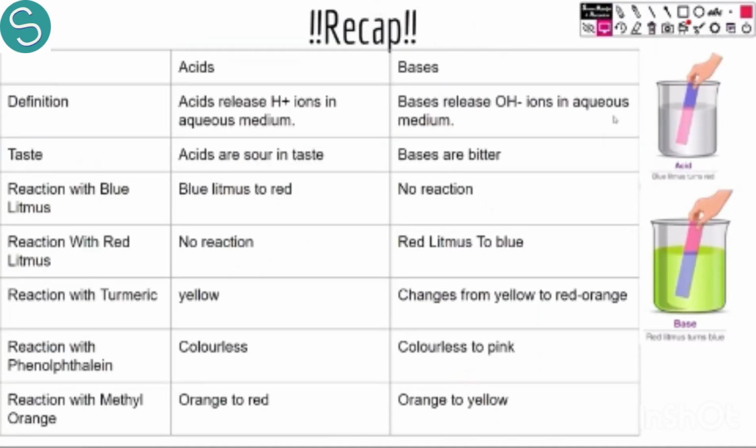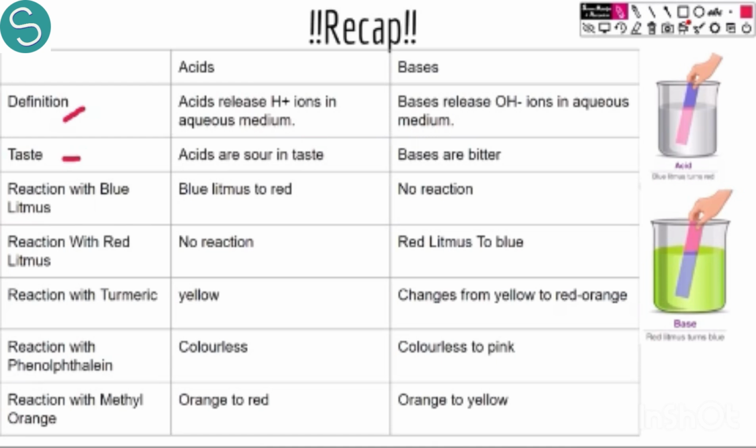So we have already studied about acids, bases and salts in class 7th as well. So let's do a quick recap of everything we have studied. I have accumulated everything on this slide. So firstly we have the definition of what is an acid and a base. This definition may be new for you, so let's start with the taste.